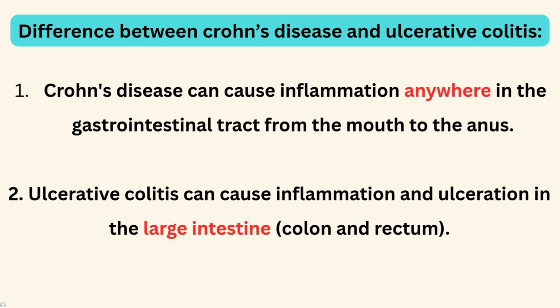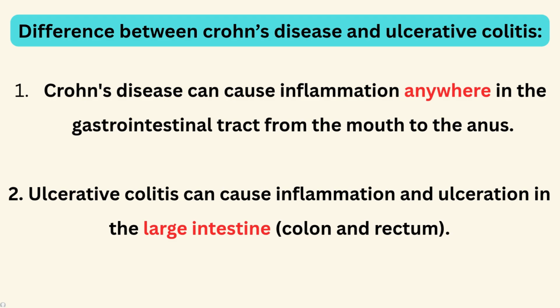Now you might ask me, what is the difference between Crohn's disease and ulcerative colitis? Crohn's disease can cause inflammation anywhere along the gastrointestinal or the digestive tract, starting from the mouth to the anus. So the mouth, pharynx, esophagus, stomach, small intestine, large intestine. Inflammation along these organs suggests that you have Crohn's disease.